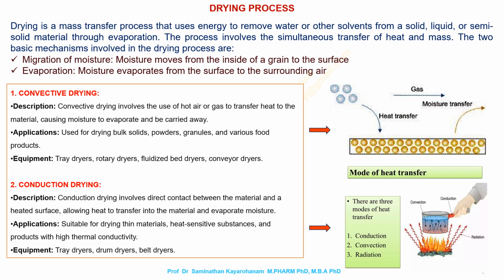Drying process. Drying is a mass transfer process that uses energy to remove water or other solvents from a solid, liquid, or semi-solid material through evaporation. The process involves the simultaneous transfer of heat and mass. The two basic mechanisms involved in the drying process are migration of moisture, where moisture moves from the inside of a grain to the surface, and evaporation, where moisture evaporates from the surface to the surrounding air.